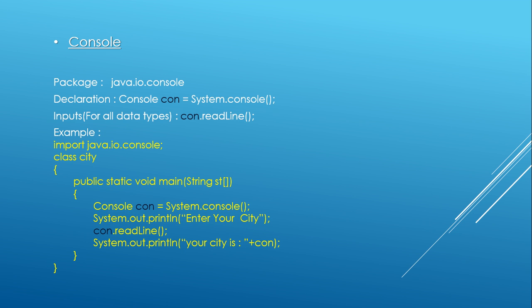Now let's get into how we can create the instance. As we know earlier, Console con equal to System.console(), the object or instance is created. Now we are asking the user to enter your city. System.out.println, enter your city, and we are reading the value that is given by the user, con.readLine, and we are simply printing the value. So what will be the output? The output will be, enter your city, suppose the user has given Boston, so the answer will be your city is Boston.